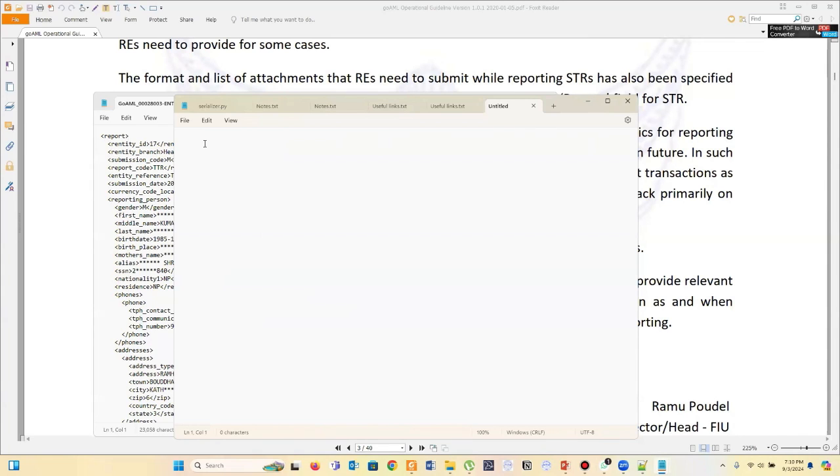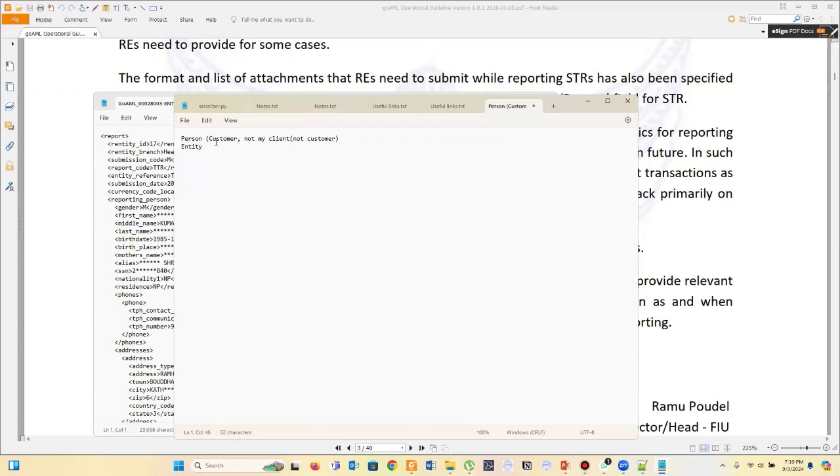You will be reporting information about a person or entity, and this person will be either your customer or not your customer, not my client. Not my client means that person is a walk-in customer. He has not opened an account with you. Not a customer.